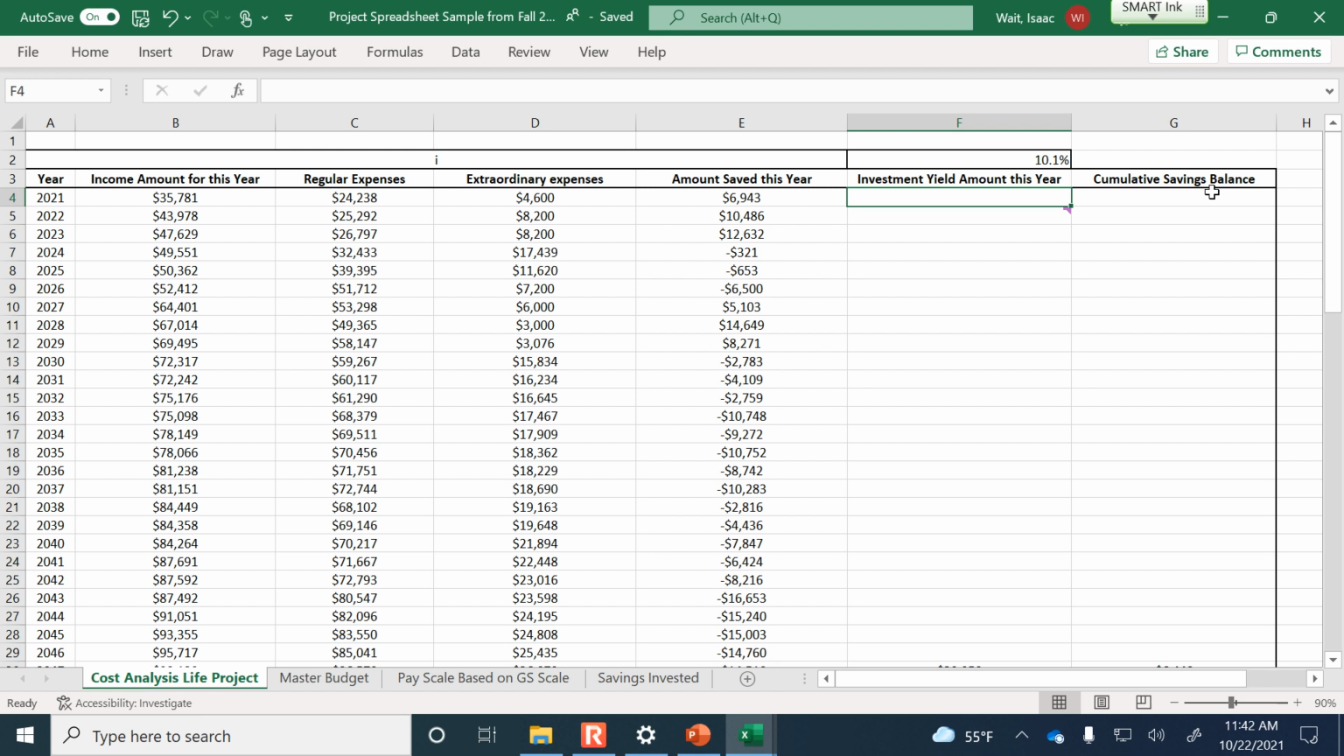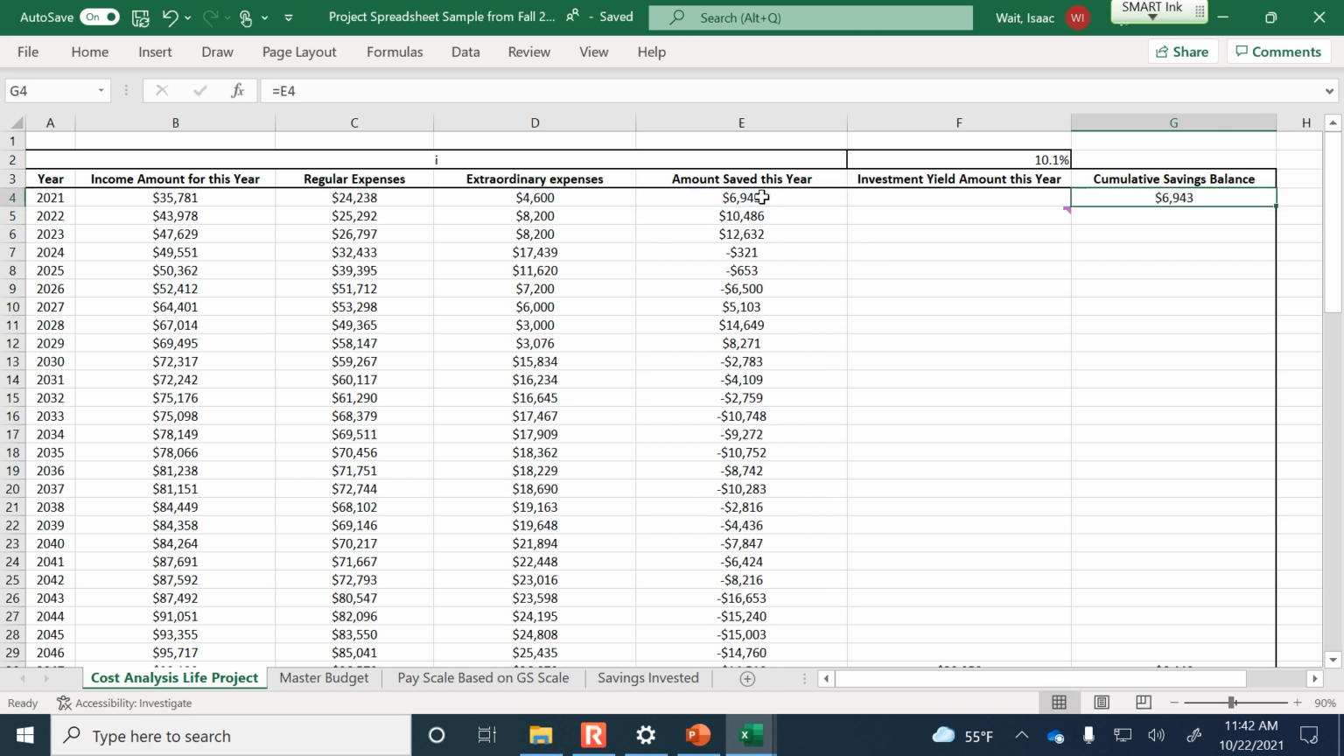And maybe in your case, you do have some money in the bank. Maybe you're going to graduate college with $1,000 or something, and that's great. You can incorporate that into the project. But if you had nothing before, then your savings balance will just be how much you saved this year.